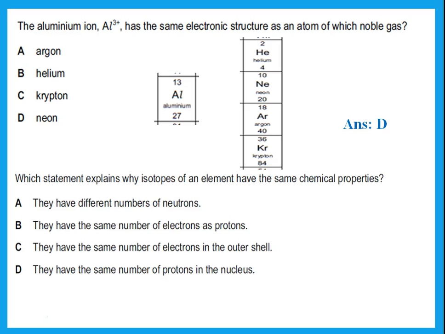Which statement explains why isotopes of an element have the same chemical properties? Please remember that chemical properties are determined by the number of electrons in the outer shell. So the reason that any 2 elements will have the same chemical properties is if they have the same number of electrons in the outer shell. So this applies also to isotopes.